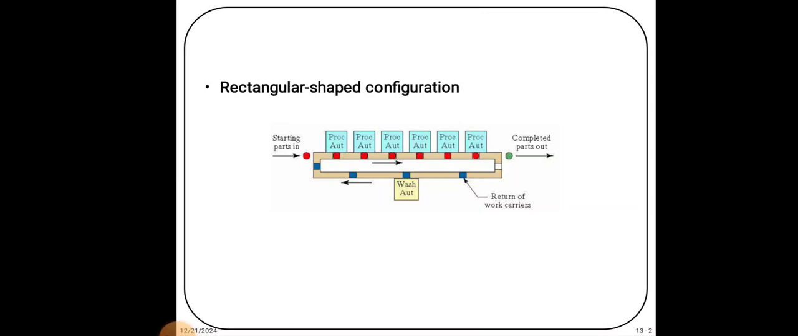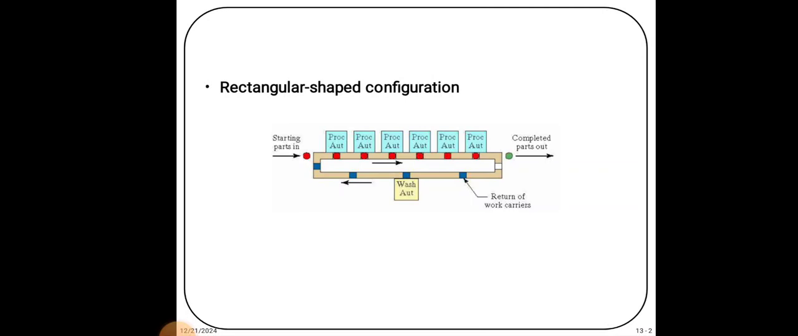Then the advantages of these flow lines: they simplify the workflow, being easy to understand and manage due to the straightforward linear layout. And efficiency for high volume, which is ideal for high volume production of standardized products where the process is consistent.